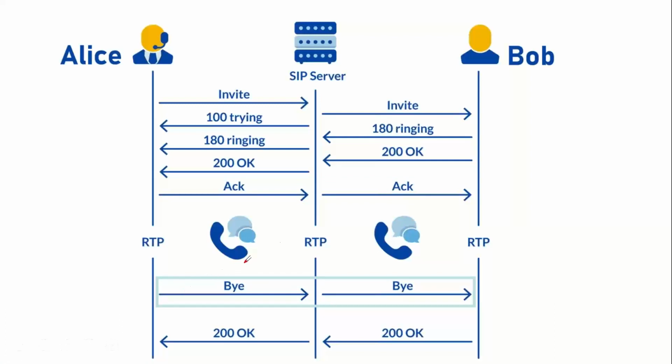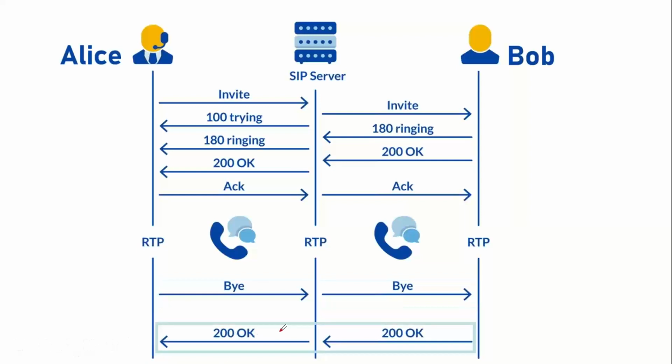After the other side, which is Bob, receives this BYE, it will send back a 200 OK to say, okay, Alice, I know you want to hang up this call, let's end it. So you can see another 200 OK here. But pay attention, this 200 OK is different from this 200 OK. SDP in this one, but not SDP in this one. Just remember.